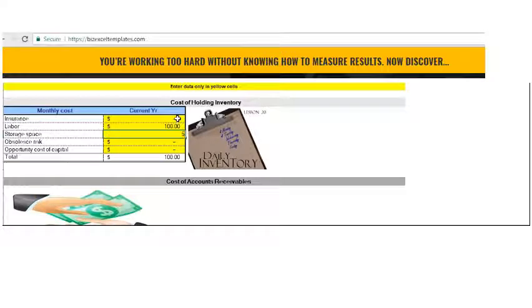I pay $50 a month for storage space. I don't have any obsolescence risk, so I will leave that alone. And my opportunity cost of capital, I do have to borrow money to meet working capital loan. On average, I borrow about $10,000, and they charge me roughly about 3%. So I put that in there and I do that estimation. So I'm estimating the cost of holding my inventory is $450.